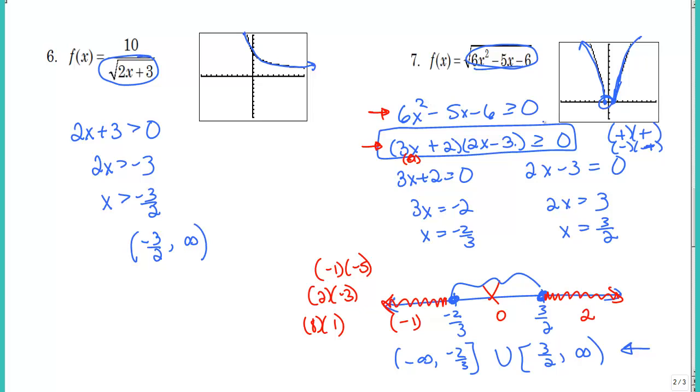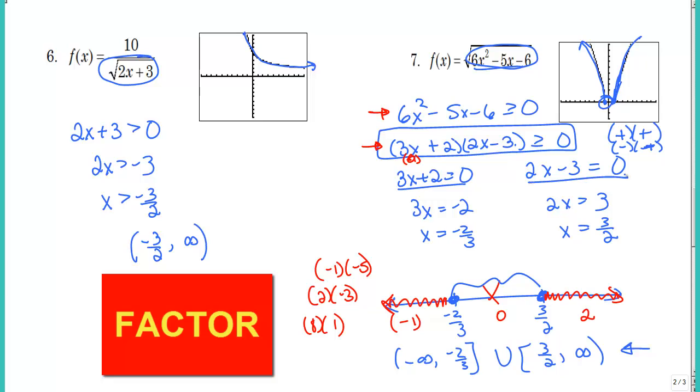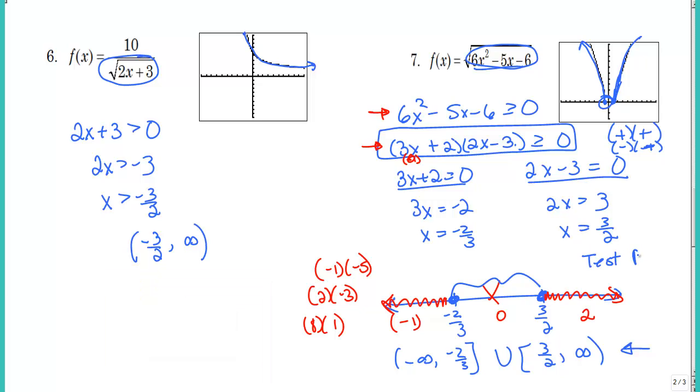You're going to set it greater than or equal to 0. Factor, set each factor equal to 0. Then we're going to do test points on a number line. Pick numbers in each region: something less than -2/3, something between these two, and something greater. It's not that hard. You can use your calculator to help, but you still have to do the algebra.